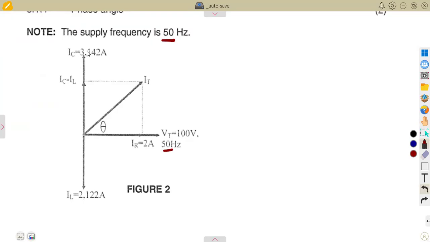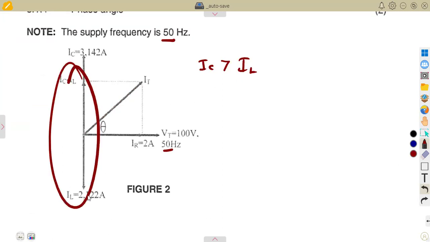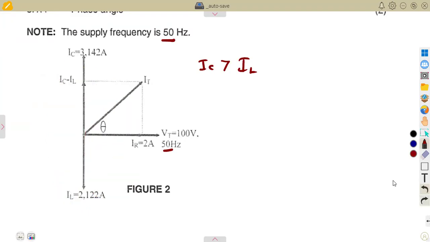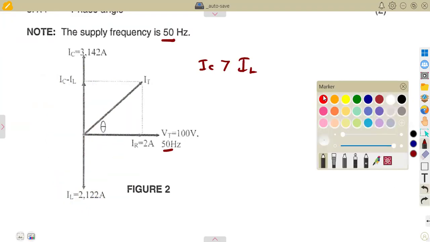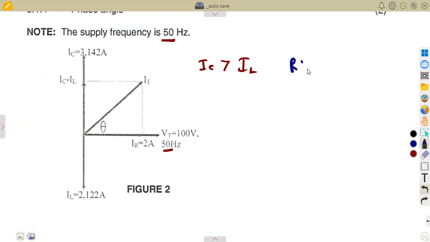We have got our phasor diagram. If you take it, it's on top, indicating that the current across the capacitor is bigger than the current across the inductor. Working with the currents, that means we are talking about a parallel RLC circuit. This is a parallel.